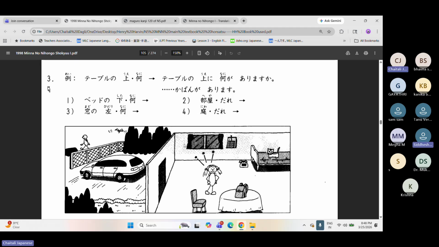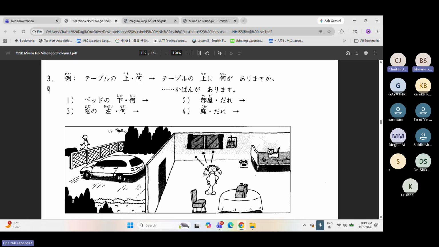And the last one. Niwa ni dare ga arimasu ka? Who is there in the garden? Again, nobody. Nanimo was for nothing. Daremo will be for no one. So daremo arimasen.